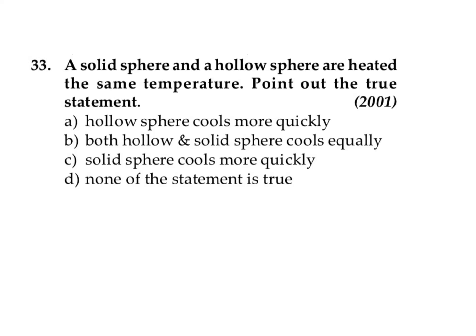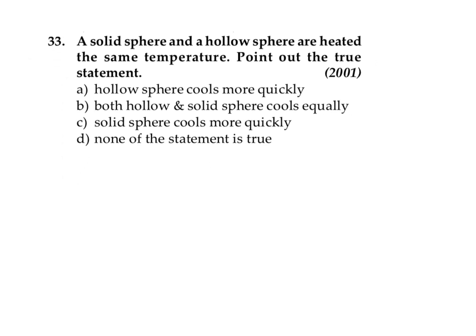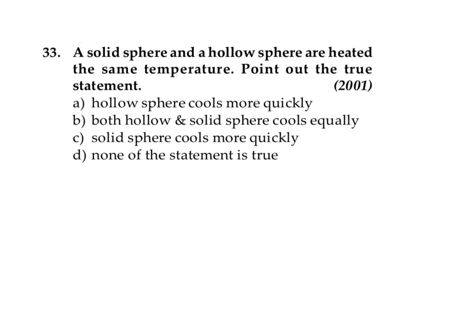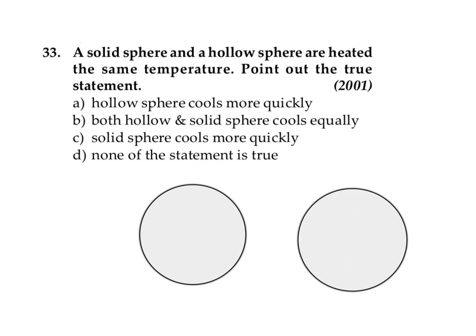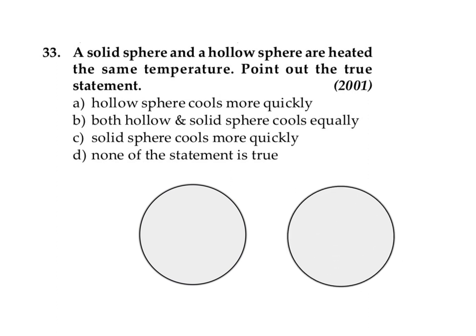So it's given that a solid sphere and a hollow sphere are heated at the same temperature. Point out the true statements. In this question the size is not mentioned. What about the size of that? Assume that the solid sphere and hollow sphere have the same size. So we are considering a solid sphere and a hollow sphere of the same radius.